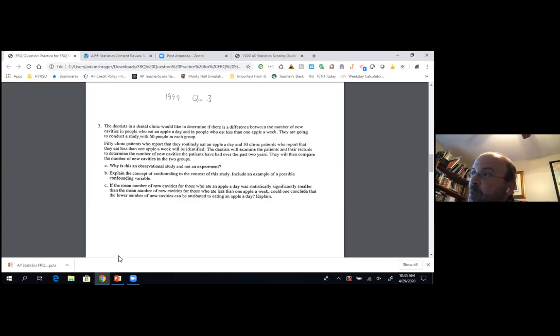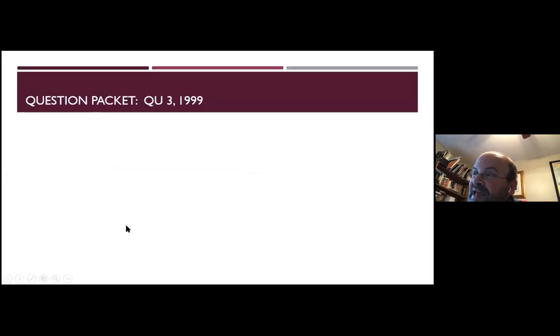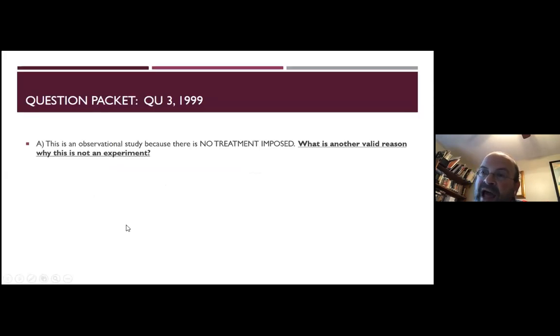Part A said, why is this an observational study and not an experiment? Now, my guess is what has popped into your heads, and I hope, is that there is no treatment imposed. We are looking at the cavities in the mouths of patients that eat an apple a day and patients that eat fewer than one apple a week. Here's a question. When the AP readers were reading this question in 1999, it was a little before my time, what is another valid reason that they would have accepted why this was not an experiment?